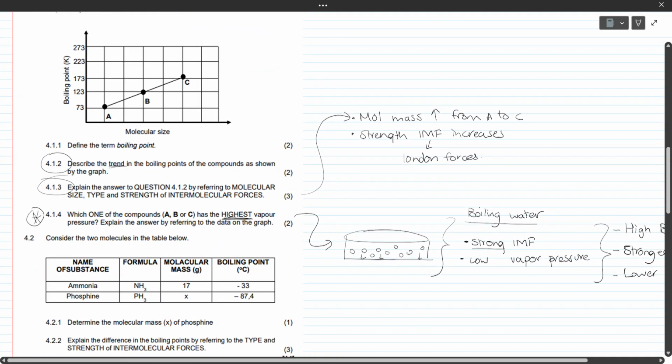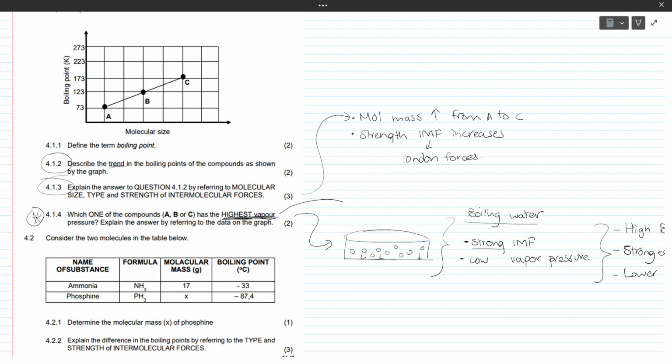So in this case, if they want us to state which one of the compounds has the highest vapor pressure, you can understand highest vapor pressure by saying the opposite. Highest vapor pressure means lowest boiling point. So they're basically the inverse of each other, right? A very high vapor pressure is a very low boiling point. So we look for the one with the lowest boiling point, which we can see to be A. So that would be our answer there. It's going to be A.